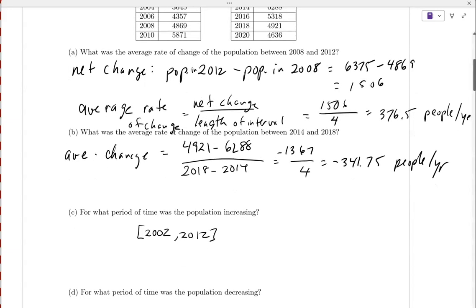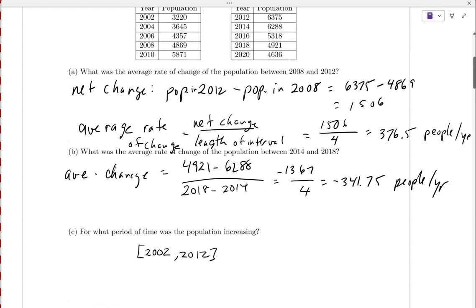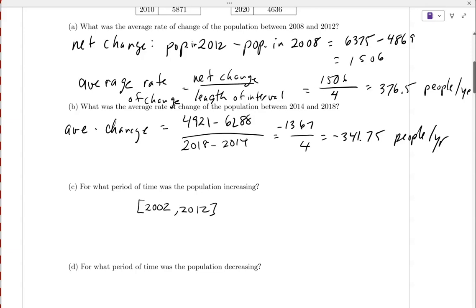Likewise, if we wanted to do decreasing, what interval would you say it's decreasing? Yeah, 2012 to 2020. I really should put parentheses around those because, again, we don't want to say what's happening right at 2012. So 2020. That's okay?